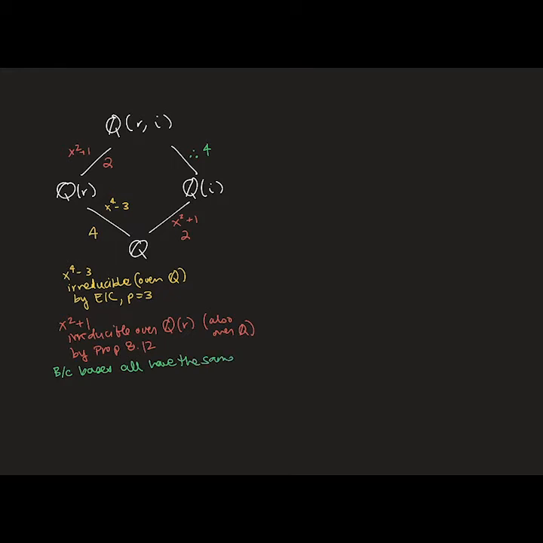Now, we could go the other way, but we don't have Eisenstein's criterion over Q adjoin i, but we do know that every basis has the same size, so we could figure out that the degree of that extension is 4. And that's a cool trick. You'll actually play with that in your homework.